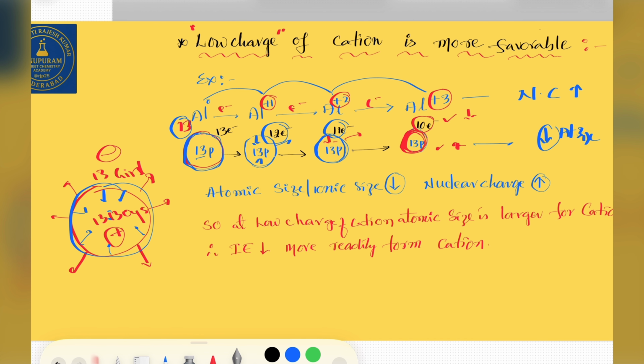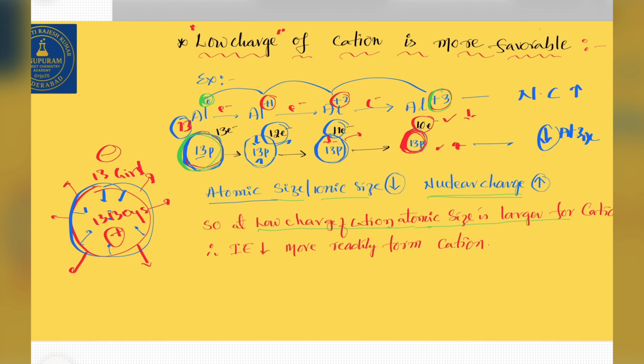What are we discussing? All of you concentrate. Look at the atomic size. As atomic size or ionic size decreases, nuclear charge increases. So at low charge of cation, see this: this is low charge, 0. Here is high charge, 3. At low charge of the cation, atomic size is larger.